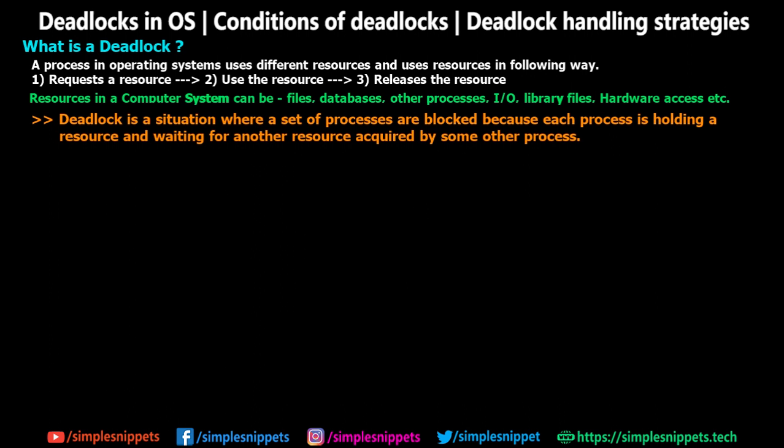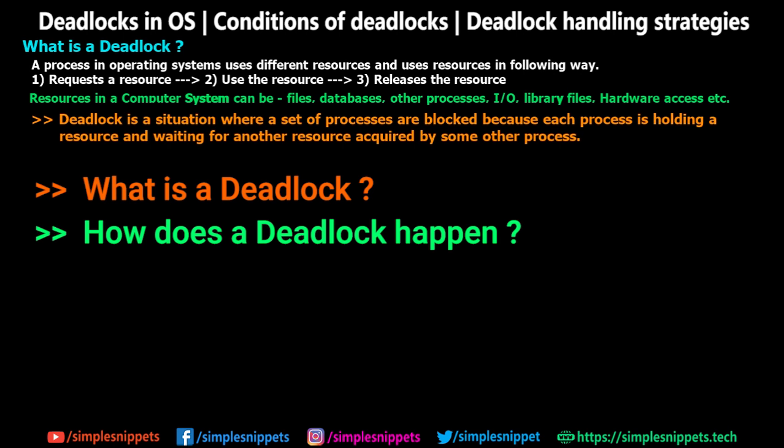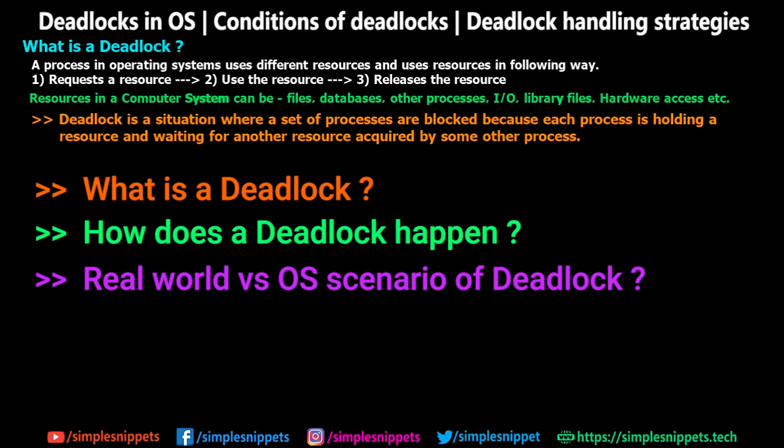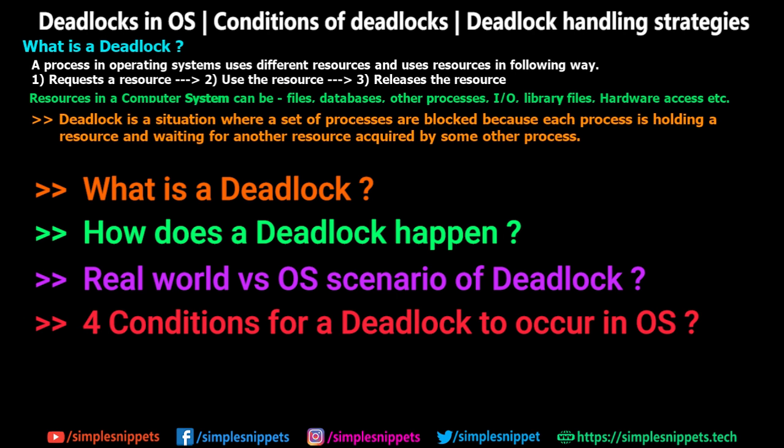It is a very conceptual subject which essentially every technology student should know about, and sometimes even in interviews, what is a deadlock is asked a lot of times. So in this video we are going to understand everything in detail about what is a deadlock and how it happens. We'll take a real world scenario and compare it with the operating system scenario, and after that we'll discuss the important conditions that need to occur in the system for a deadlock to happen.